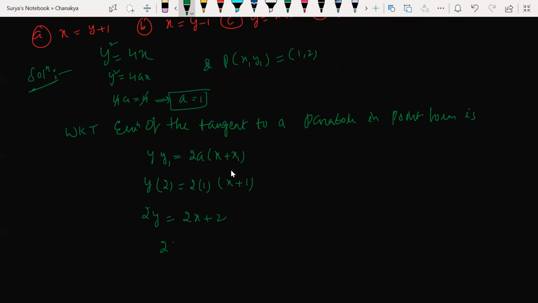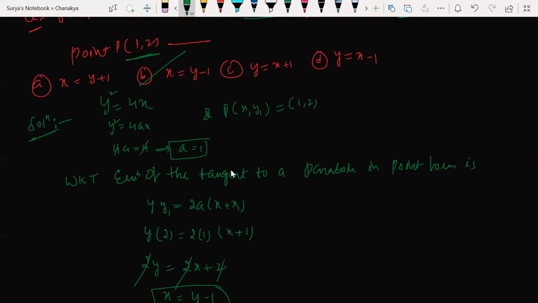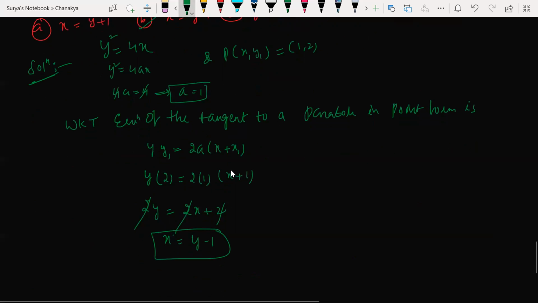So 2 cancels. If I take 2 common, it will get cancelled. What is my equation going to be now? y is equal to x plus 1... I mean, x is equal to y minus 1. Option B is correct. Any doubts? Any doubts, people?